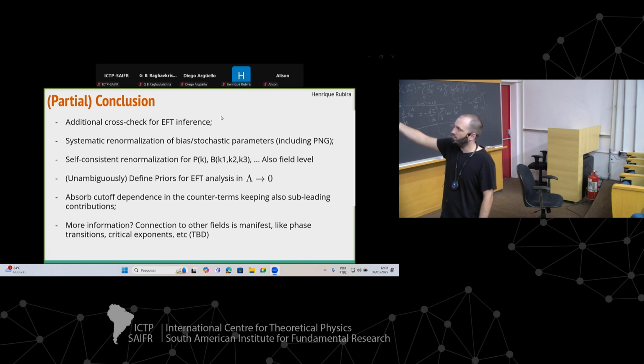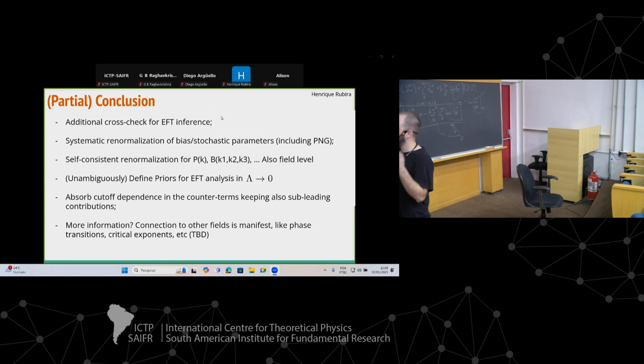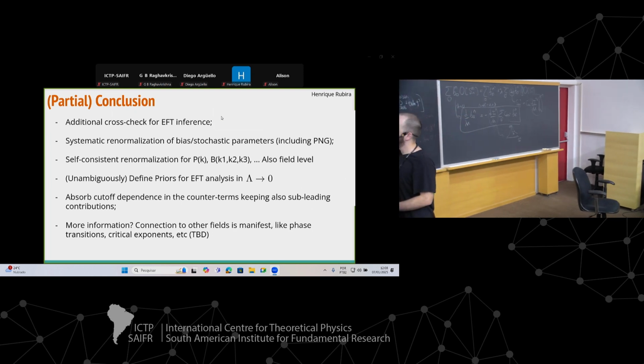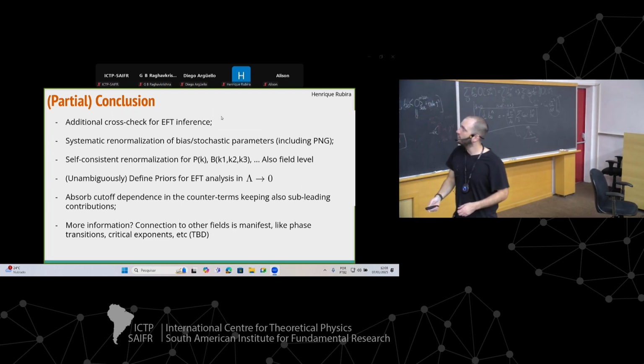You can also connect this to other kinds of fields, like condensed matter and other things, and think about phase space, think about phase transitions, also critical exponents. But this is something to be determined that we've been thinking about.